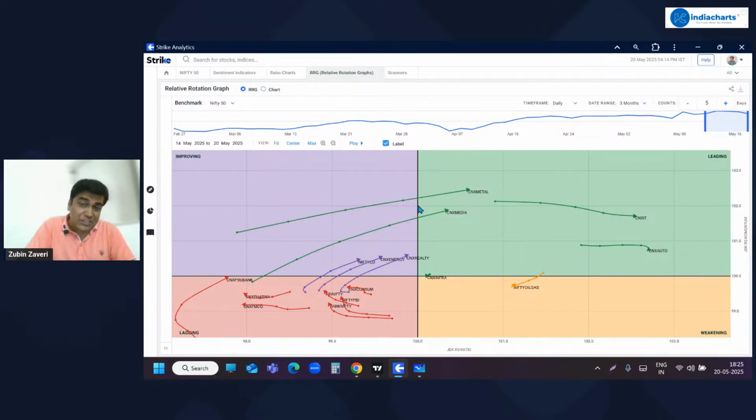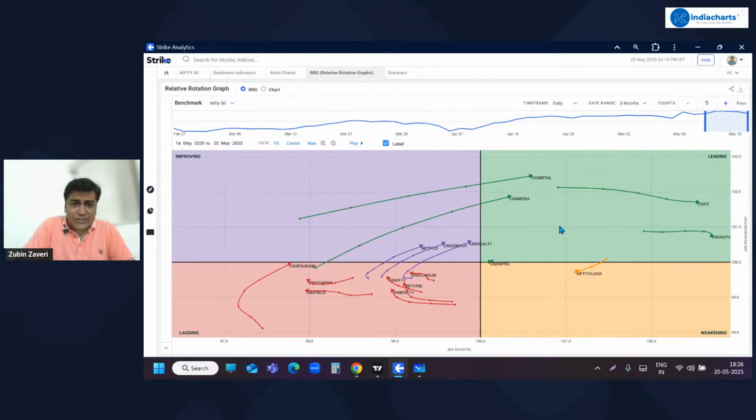Why? Because they have just entered the leading quadrant. IT and auto may continue further, but there is a chance that it may turn, momentum may slow down, and later on it may enter the weakening quadrant. So these are the ones that we need to focus on.